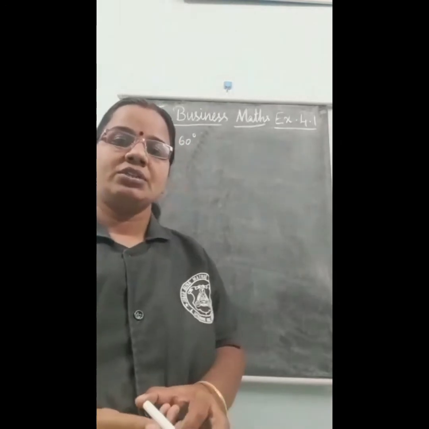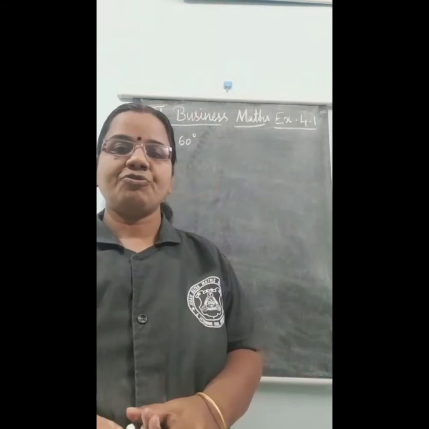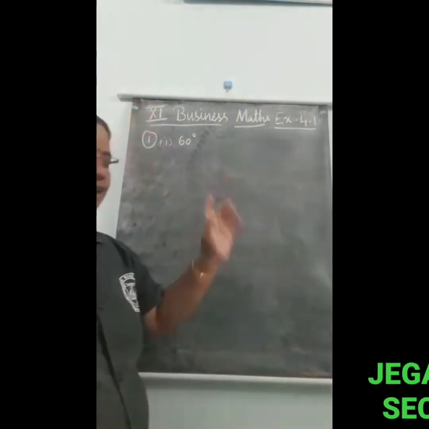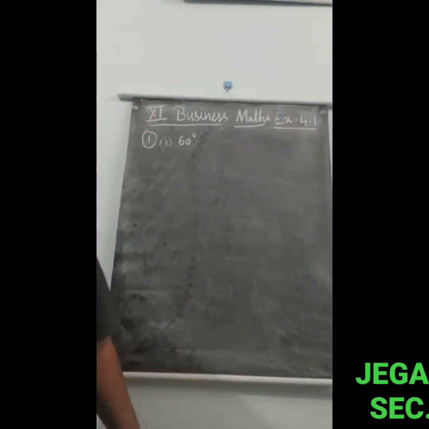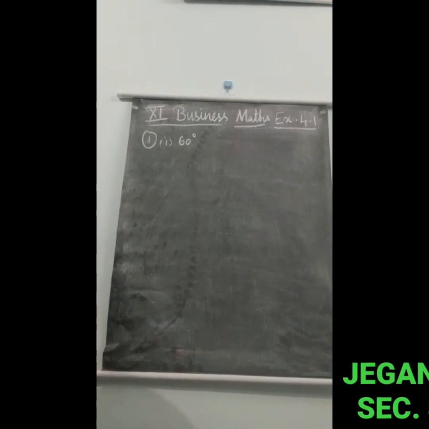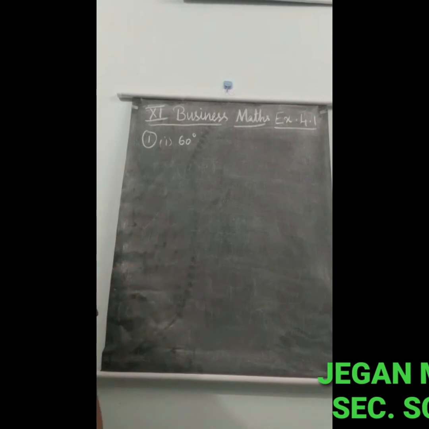Hello students, today we are going to see 11th standard business maths chapter 4 exercise 4.1. First question: convert the following degree measure into radian measure. The first one is 60 degree.